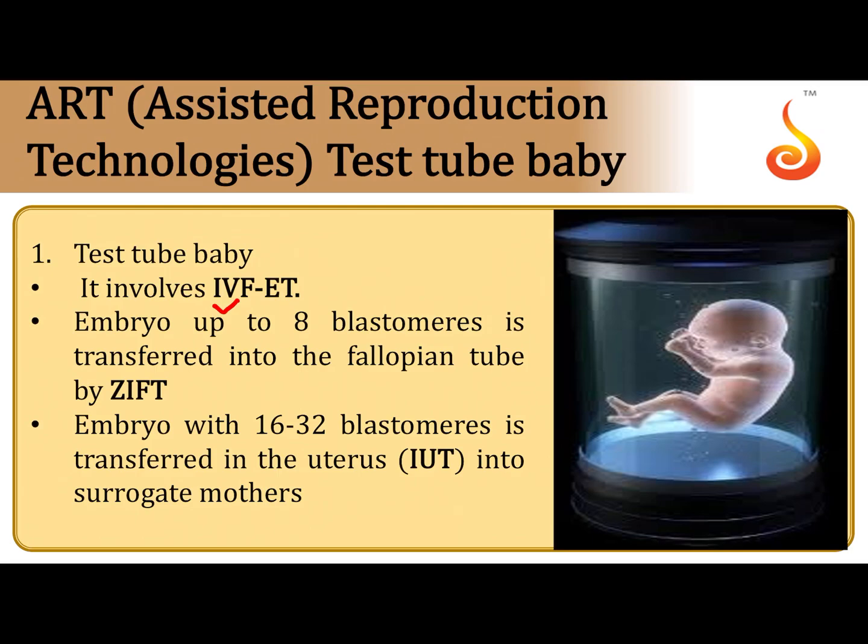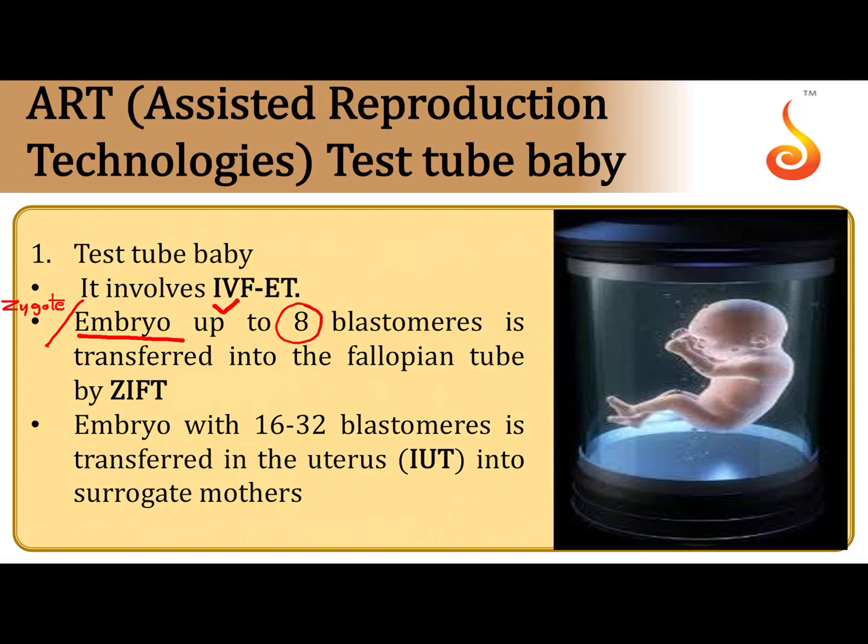The sperm collected from the male and the egg that is harvested from the female, both of them are placed in a petri dish in an artificial medium, and the sperm is allowed to fertilize the egg. Once the sperm fertilizes the egg, we obtain a zygote. So in the first step, what is done is either the zygote is taken, that is obtained by this procedure, or an embryo which has less than 8 blastomeres.